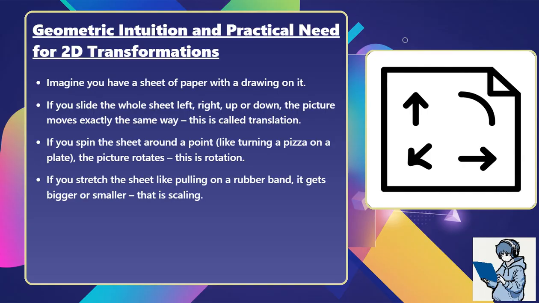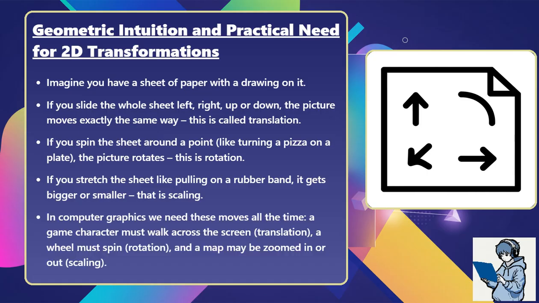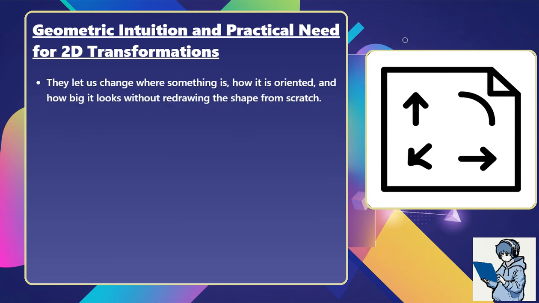If you stretch the sheet like pulling on a rubber band, it gets bigger or smaller. That is scaling. In computer graphics, we need these moves all the time. A game character must walk across the screen, translation, a wheel must spin, rotation, and a map may be zoomed in or out, scaling. They let us change where something is, how it is oriented, and how big it looks without redrawing the shape from scratch.